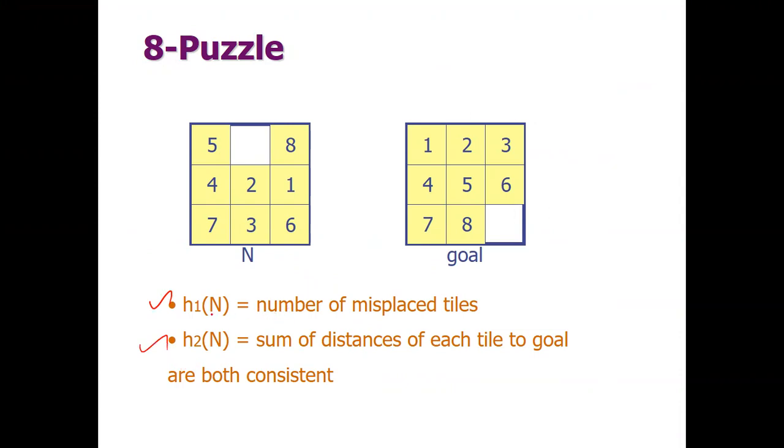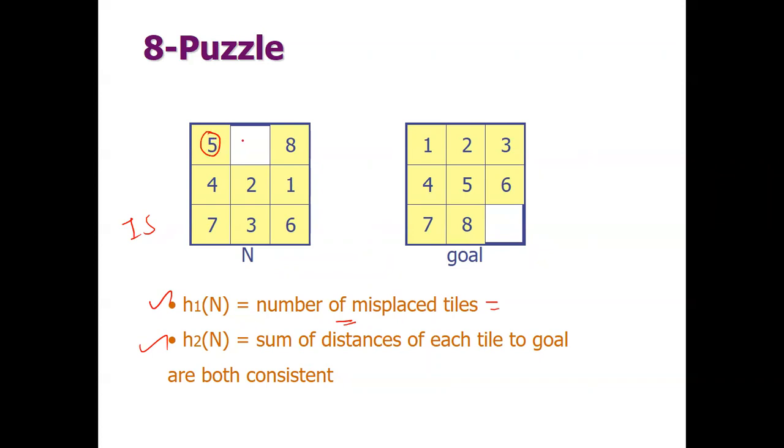It says h of n is equal to the number of misplaced tiles. That is, this heuristic function counts how many tiles are misplaced. So that is our heuristic. This is the initial state and this is the goal state. If you apply the first heuristic function, what value will we get? We have to compare each tile from the initial state with the goal state, whether it is misplaced or not.